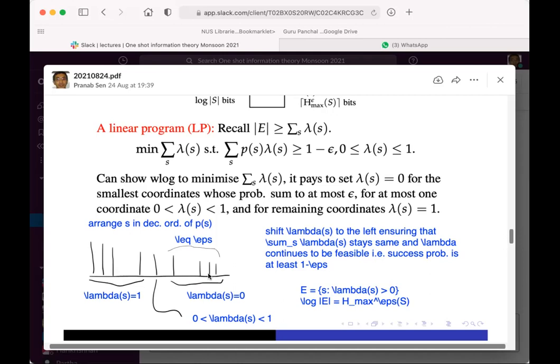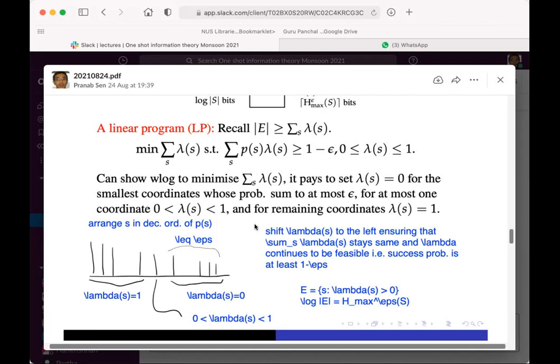So when will this process stop? It stops, let's say, somewhere here. Here there is a lambda S, let us say between 0 and 1, but I can't even shift any non-zero theta. The reason is, remember, I'm shifting to the left. I cannot even shift a minuscule theta because all these lambda S's are 1. That's when this process stops. Is that clear, Ishan?